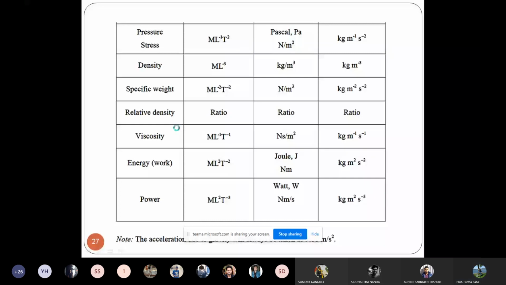Similarly, viscosity, you all know, is Pascal second or Newton second per meter square. But if you put all the units together, it becomes kg per meter per second. That is the reason I have given these, and also energy, which is joule or Newton meter. I have listed all these units so it becomes easy for you while solving numericals.